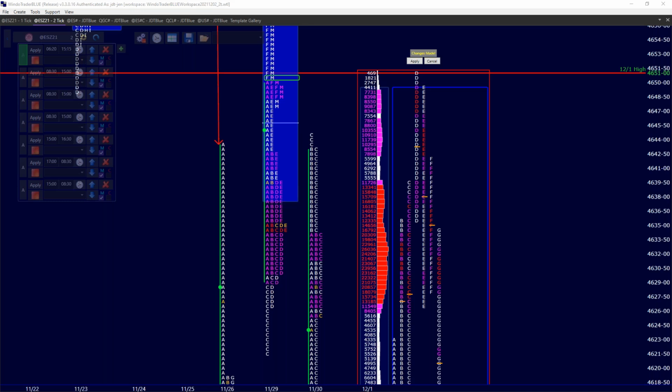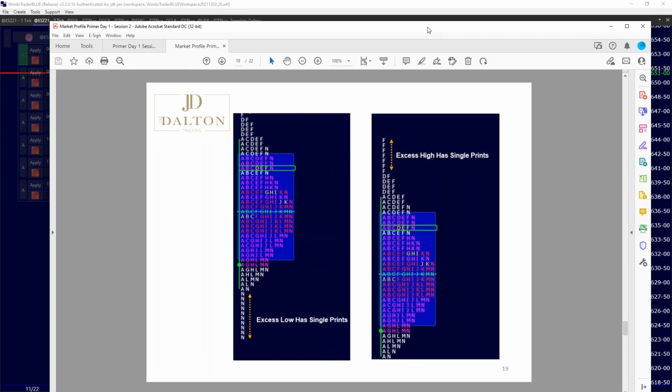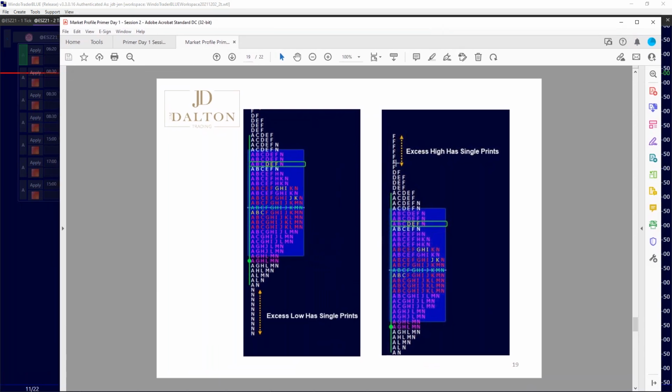I have more than one person with a similar question. Can excess occur more than once to the short or the long side? Another person asked, can we have second excess if a POC is wider? The POC has nothing to do with excess. You can have excess in a couple of ways.